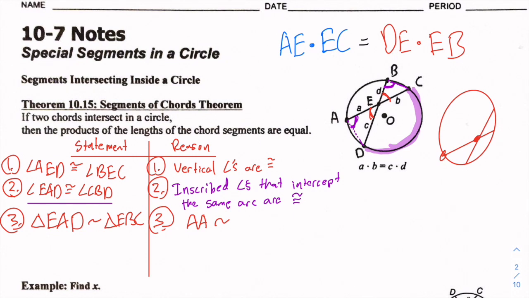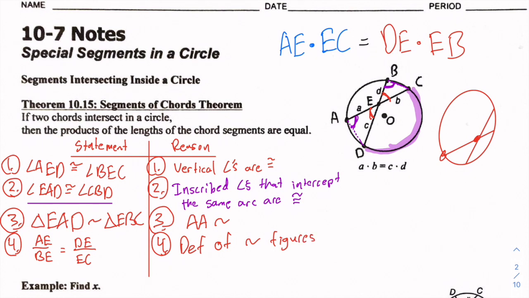Now, if the triangles are similar, what do we know about their sides? They are in, starts with a P. Starts with a P. They are in proportion. Good, okay? So AE, I'm gonna set this up right here, okay? Over BE equals DE over EC. Reason for this, definition of similar figures, okay? We know that if figures are similar, then the sides are in proportion.